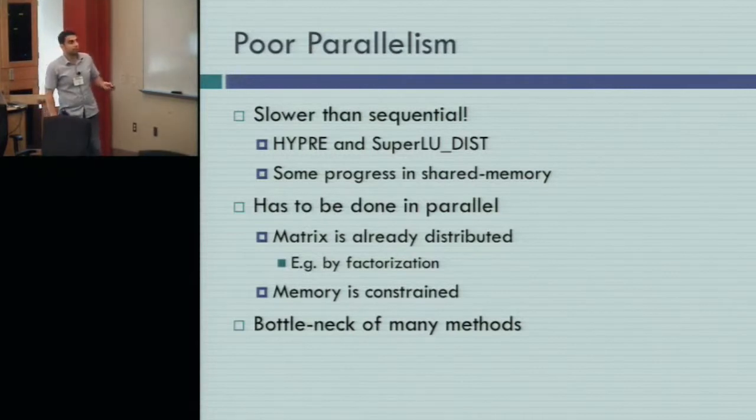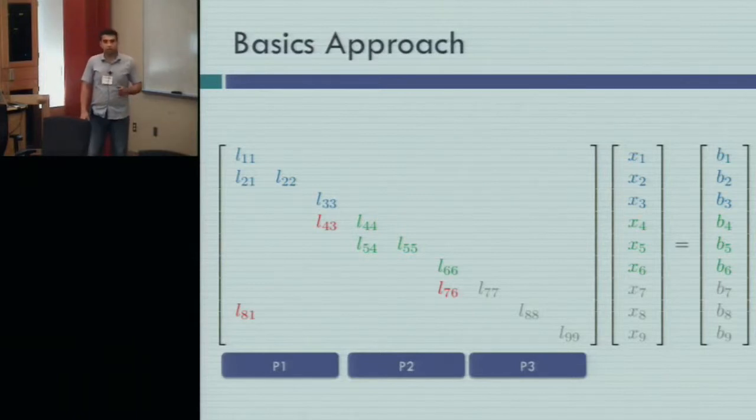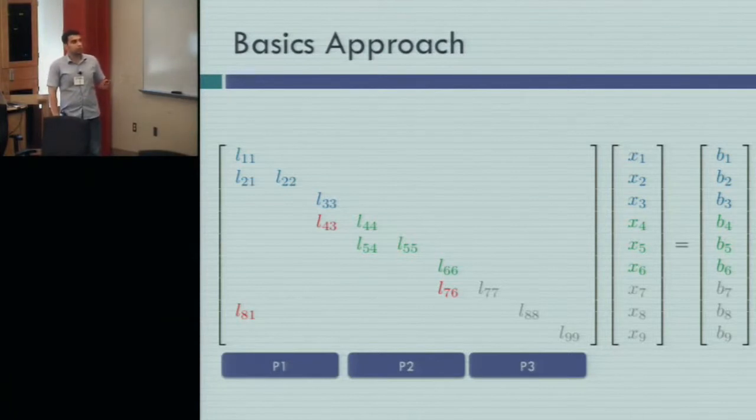However, it has to be done in parallel because the matrix is already distributed by the factorization or other methods, and it's not worth it to recollect the matrix, or the memory is constrained. Sometimes I've seen people using this problem as some example of using supercomputers just for memory because the computation is sequential. So this is the bottleneck of many methods. What we do here is to try to solve this problem in parallel on distributed memory machines with analysis and some features of HYPRE++.